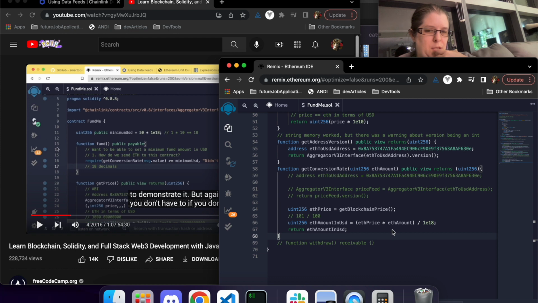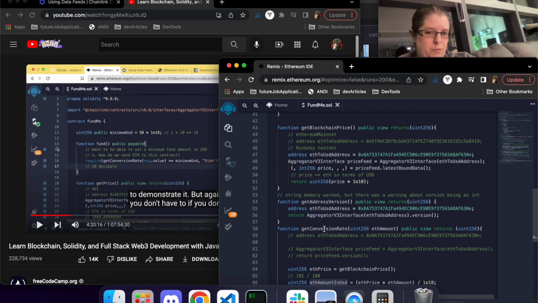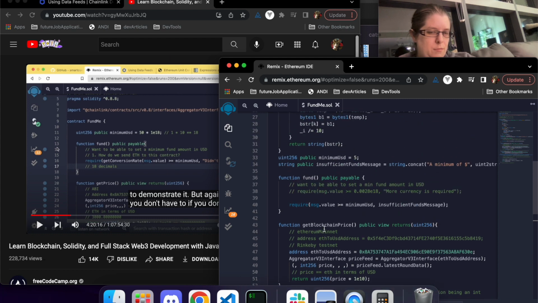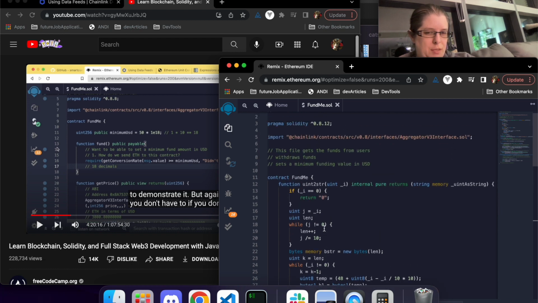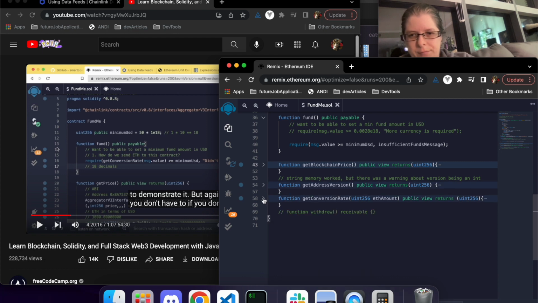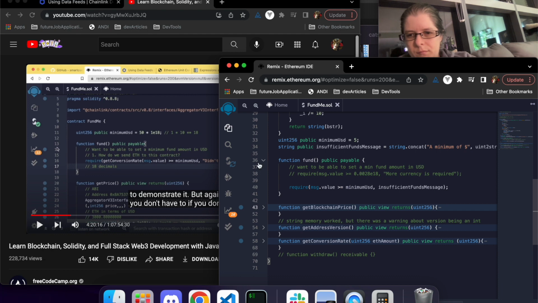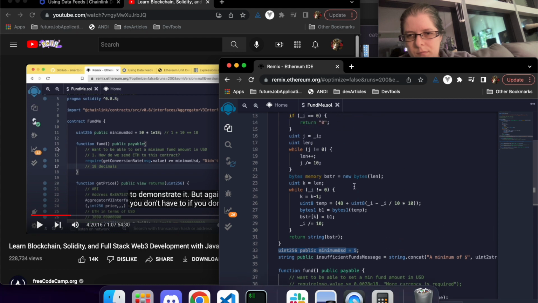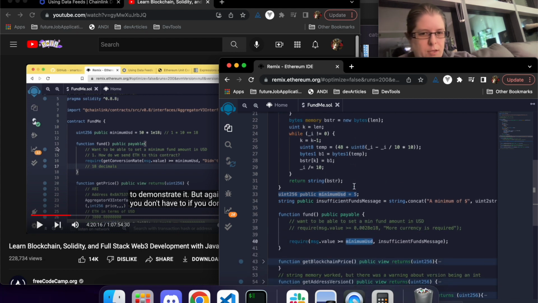Shouldn't it not be the amount in USD conversion rate? Because when you do that, that's not correct. First of all, not correct. Second of all, how can I find anything? So we have the version, we have the conversion rate. Okay. So we have the minimum USD here. I did 5 and he did 50 times 1E18.